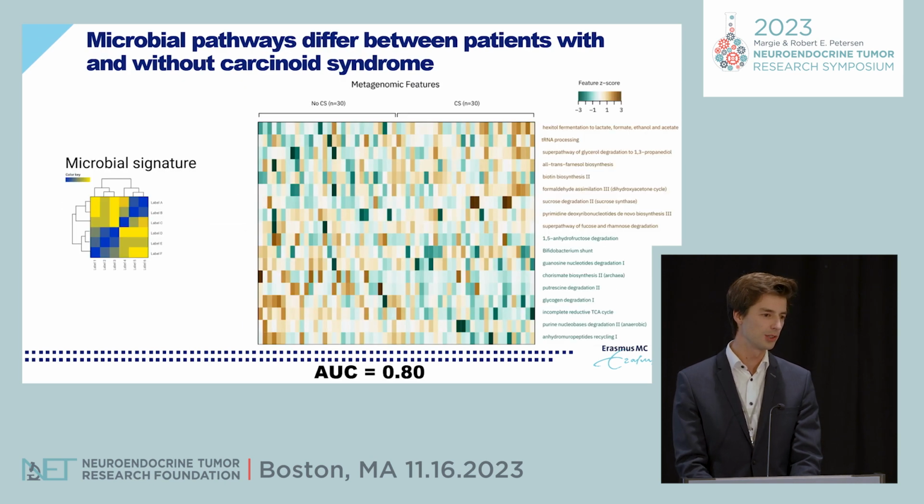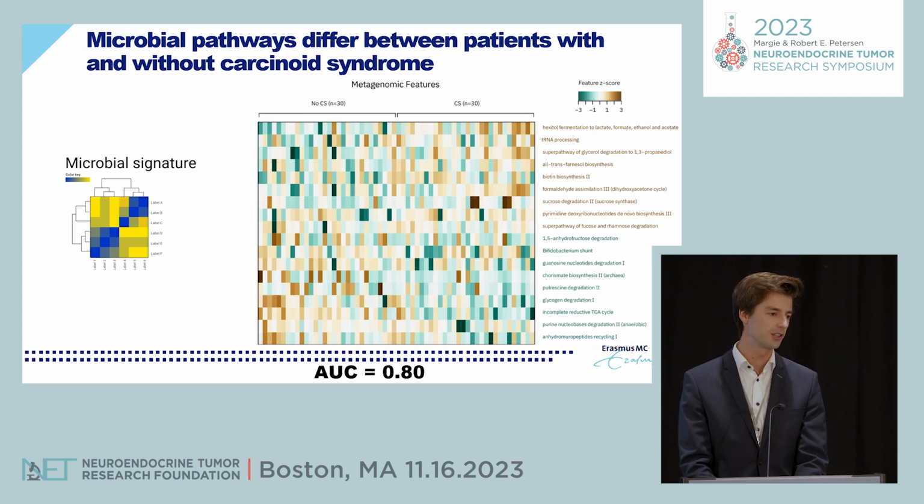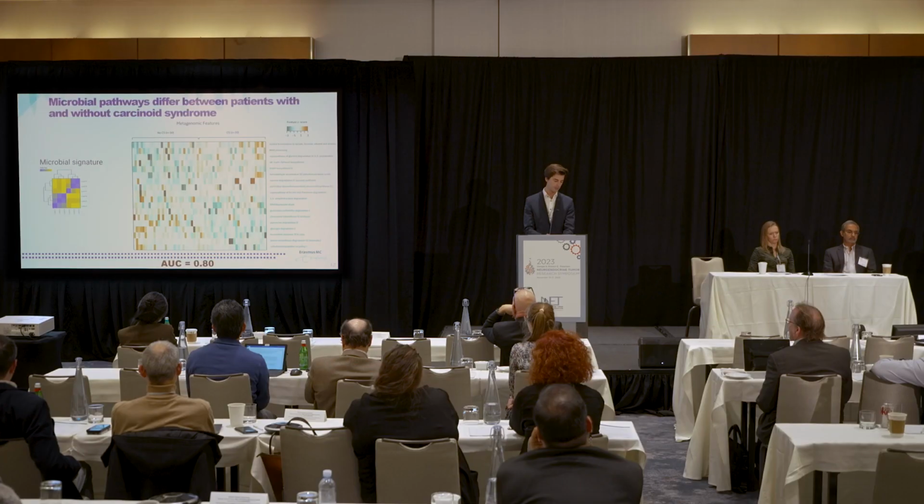However, we were able to discriminate between patients with carcinoid syndrome and without carcinoid syndrome based on the bacterial pathways that were active. This pathway signature had an area under the curve of 0.8, and this could constitute a novel biomarker for the carcinoid syndrome.